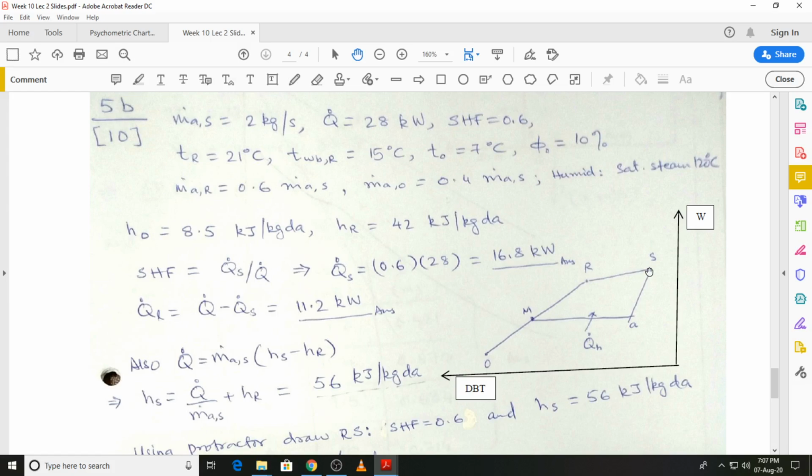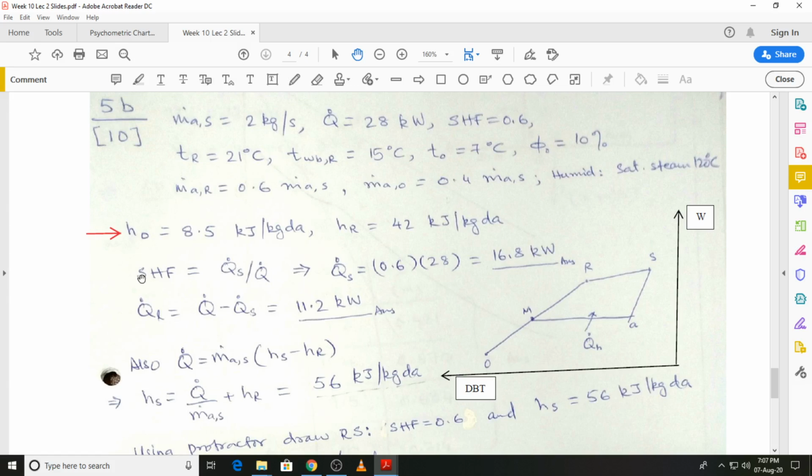We were also asked to find out the sensible and latent components of the heat loss from the conditioned space. You can see that because we were able to locate states O and R, I have given you the values of the enthalpies at states O and R.